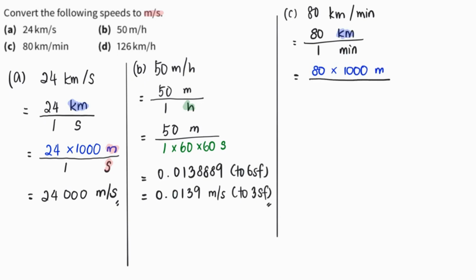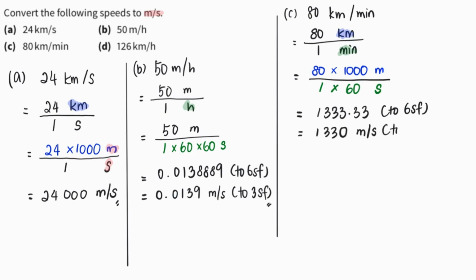And in 1 minute, we have 60 seconds. And so the final answer for part C will be 1333.33333. I will write to 6 SF first, followed by 1330 meter per second to 3 SF.